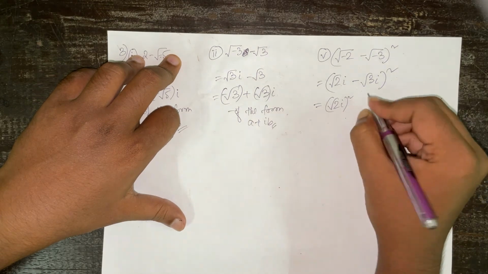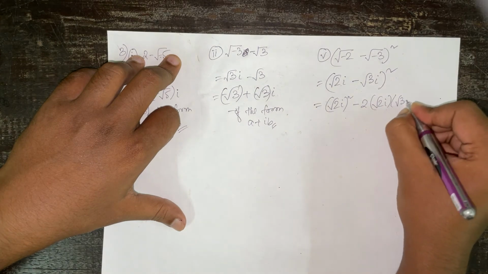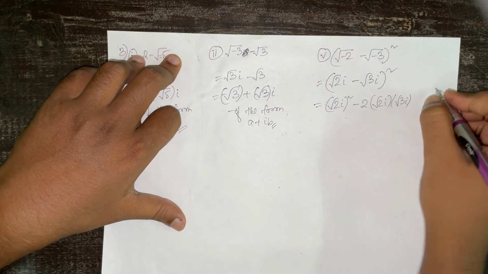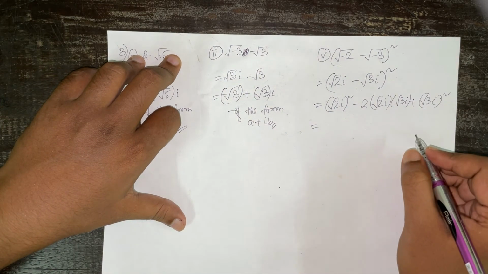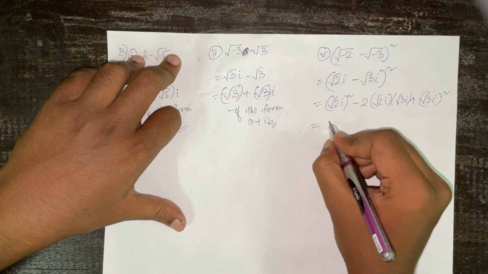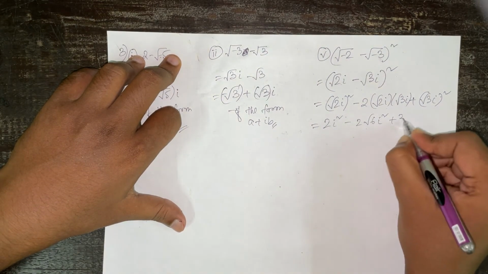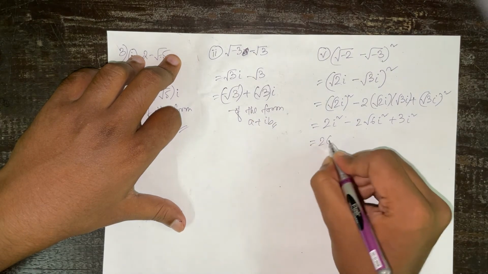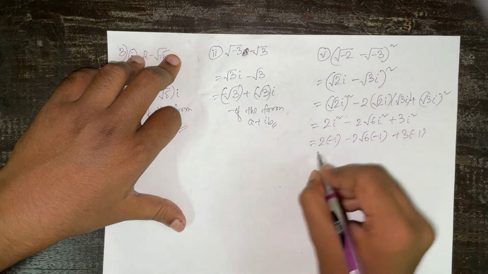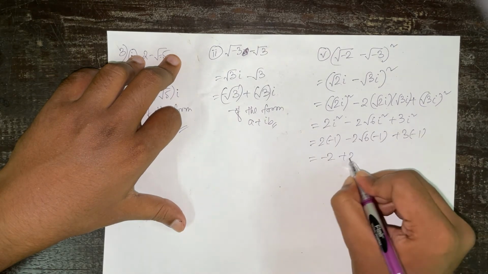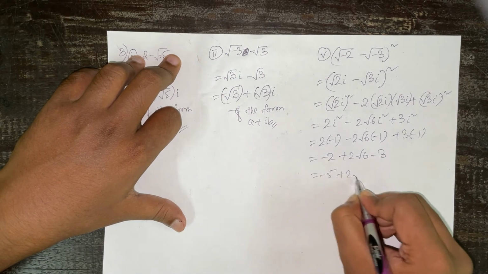root 2 i whole square minus 2 into root 2 i into root 3 i plus root 3 i whole square. Okay, so this will be 2i² minus 2 root 6 i² plus 3i². So i² means minus 1: minus 2, minus 2 root 6 times minus 1, plus 3 into minus 1. So we have minus 2 plus 2 root 6, and this is minus 3. So it is minus 5 plus 2 root 6.